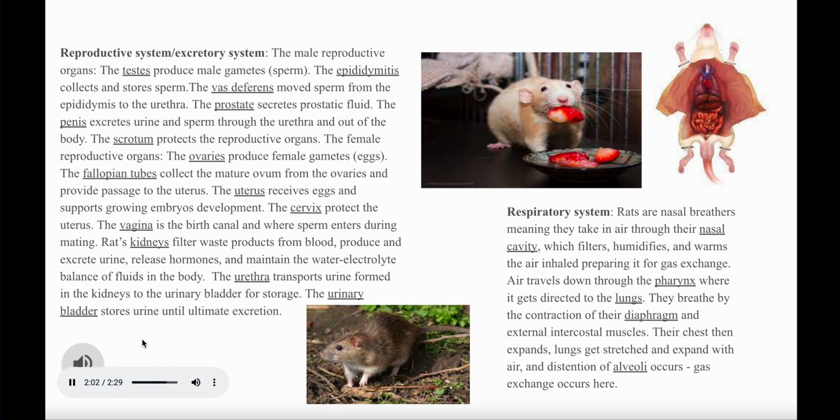They breathe by the contraction of their diaphragm and external intercostal muscles. Their chest then expands, their lungs get stretched and expand with air, and distension of alveoli occurs, which is ultimately where gas exchange occurs, which then allows for their blood to become oxygenated and go through their circulatory systems. So again, much like ours, the rats have a very similar respiratory system.